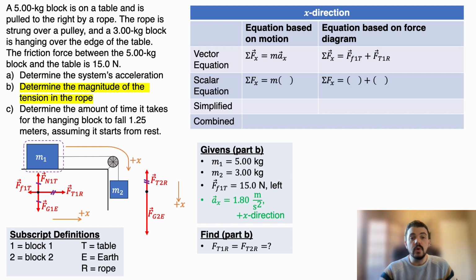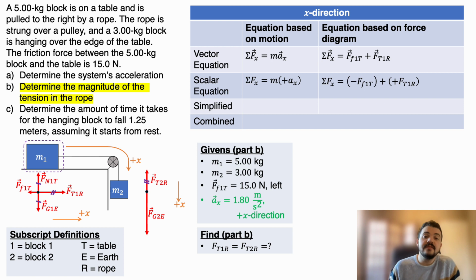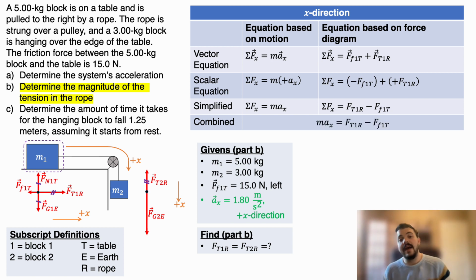Again, I have three vectors to worry about. My acceleration is in the positive direction. The friction force is in the negative x direction, to the left for block 1. And the tension force is in the positive x direction, which is to the right for block 1. Simplifying this down, I can write mass times positive acceleration is just mass times acceleration. And then I can rewrite the force diagram equation as the tension force minus the friction force. Setting those two equal to each other, we end up with mass of our system times the acceleration is equal to the tension force minus the friction force.